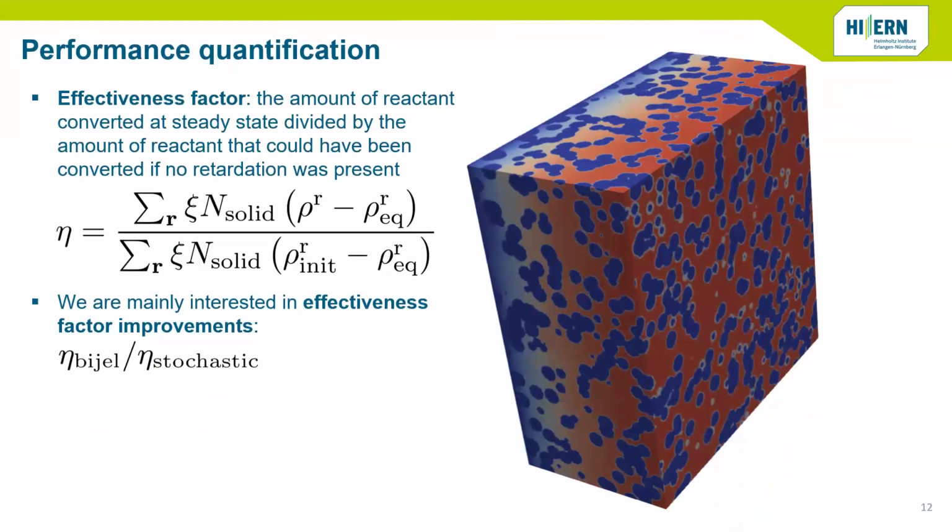To quantify the performance of the geometries, we make use of the effectiveness factor, which is the amount of reactant converted at steady state divided by the amount of reactant that could have been converted if no retardation was present. And that, in this case, is defined in the following way. And here we are mainly interested in effectiveness factor improvements. In other words, what is the effectiveness factor of the Biegel divided by the effectiveness factor of the equivalent stochastic structure?